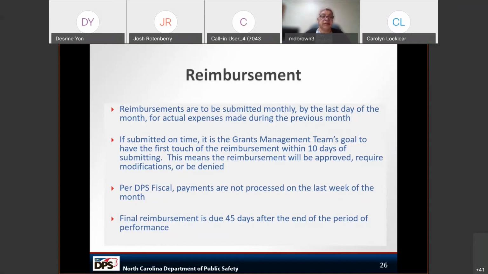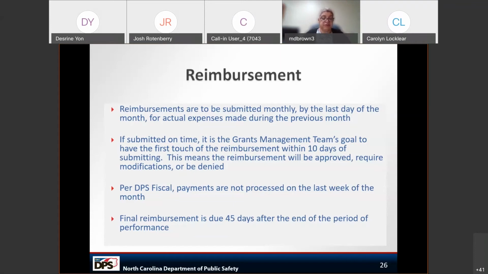Our goal is to get the reimbursement received, reviewed, reconciled, and paid out as soon as possible. It is not to hold you up in any way. Because we appreciate the work that you're doing, and you can't do your work without the finances that you're entitled to. DPS Fiscal does not process reimbursements again the last week of any month, so keep that in mind.